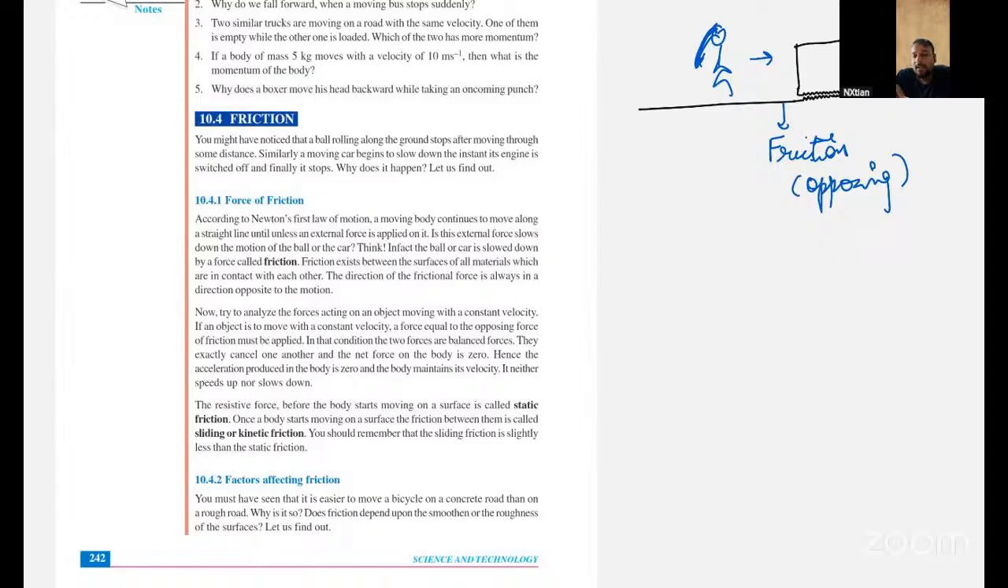So what I'm trying to say is that the floor on which you use detergent is frictionless. That is why you're not able to move. Friction is not there, so you're not able to move.